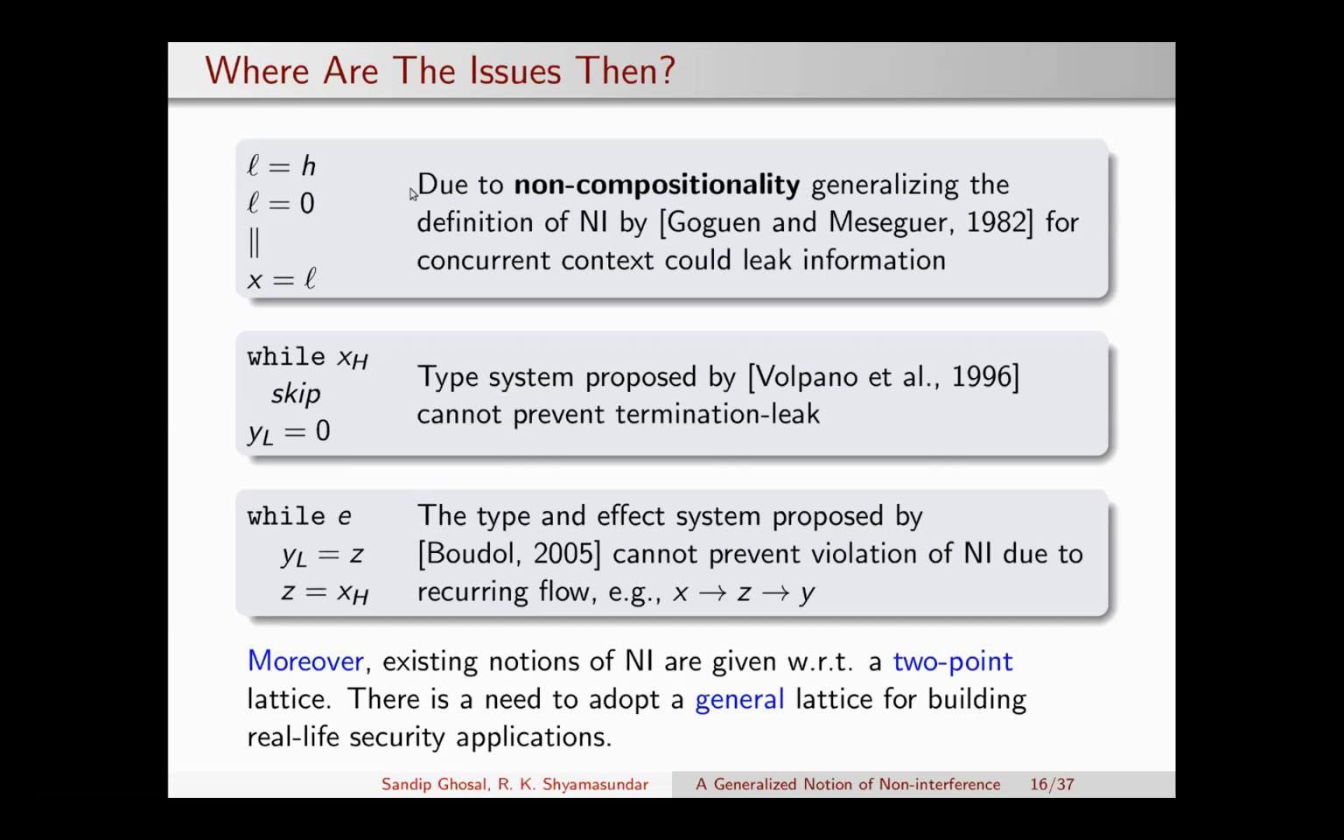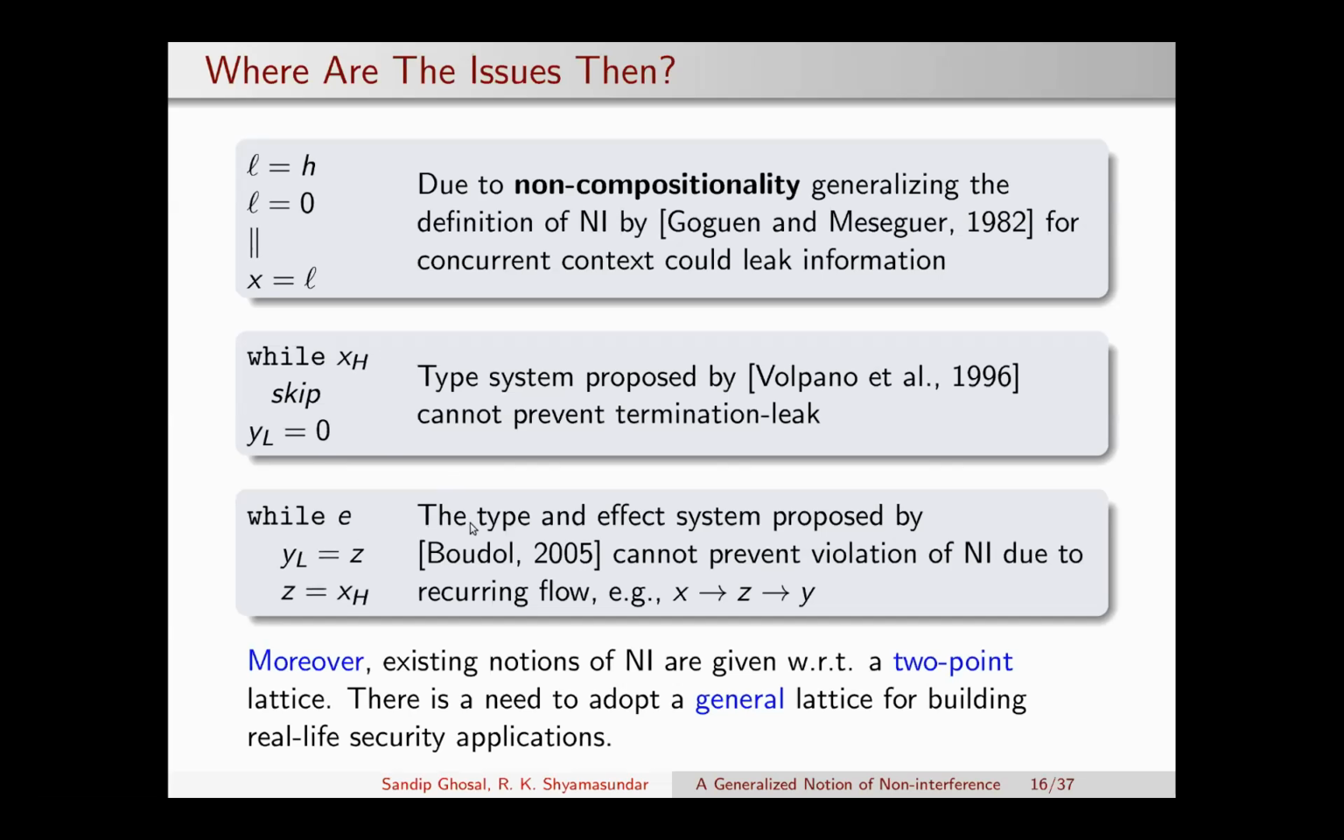This kind of information leak cannot be realized by the definition given by Goguen and Meseguer, as the definition is non-compositional and only depends on the final value. Next, the type system proposed by Volpano et al. cannot prevent termination leak that leaks information from loop condition to the following statement.